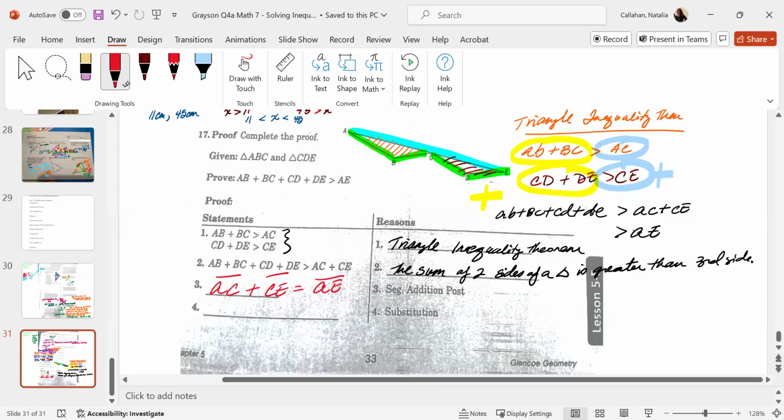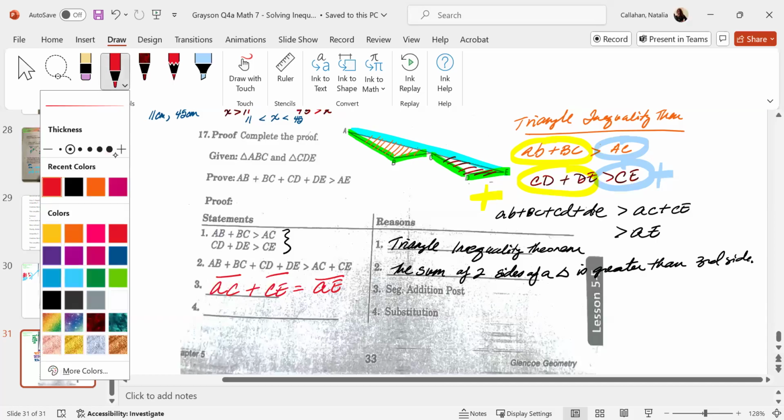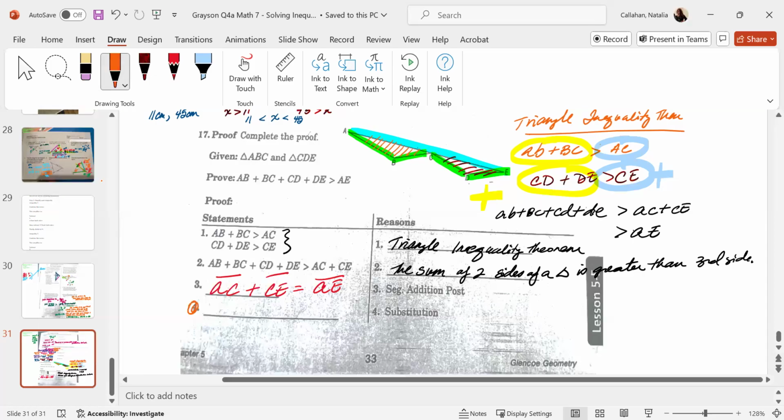Substitution. What are we substituting? The last one is always the proof. Does that make sense? So you just rewrite what you're trying to prove: AB plus BC plus CD plus DE is greater than AE. That is always the end, the last one. The proof has to be the last one at the very end.